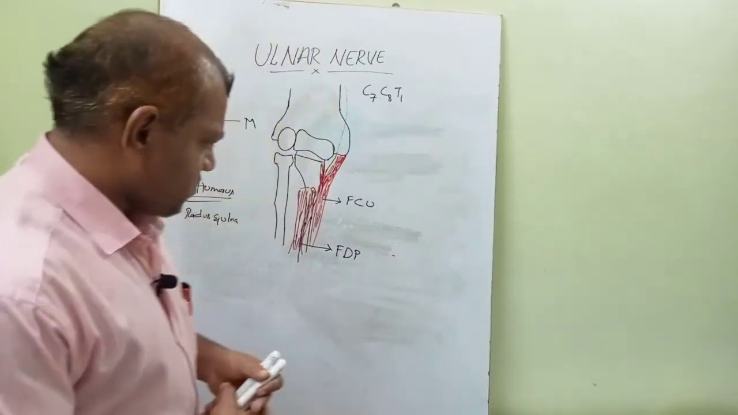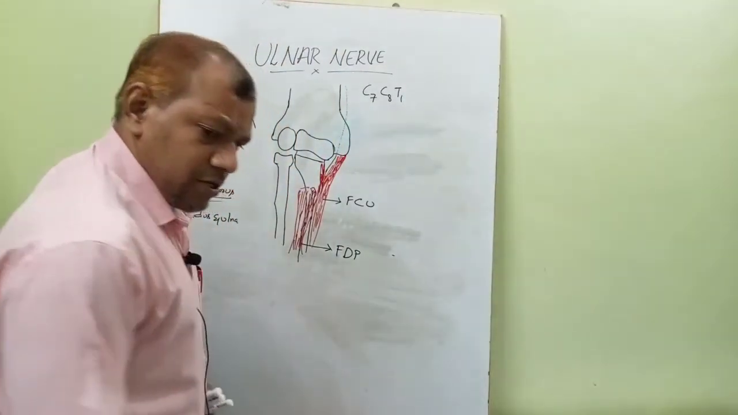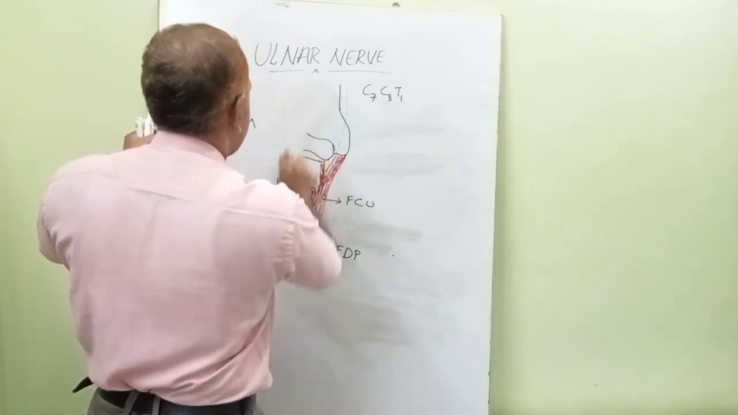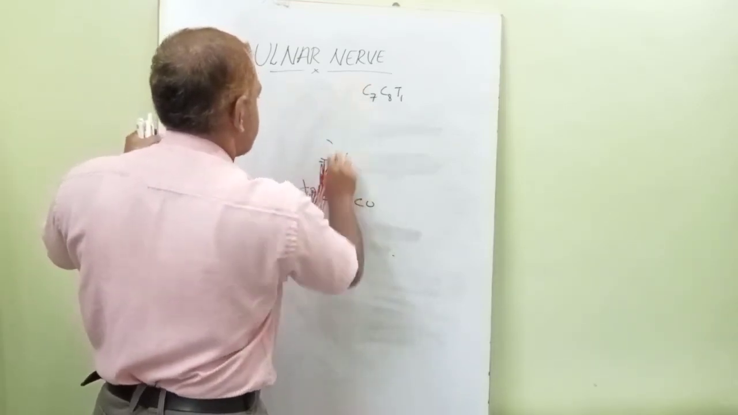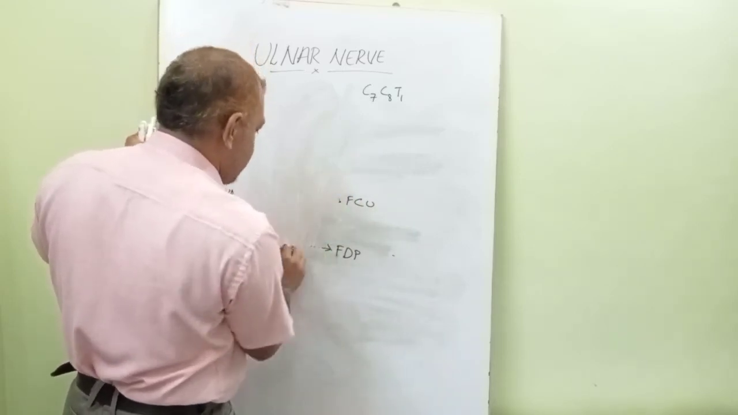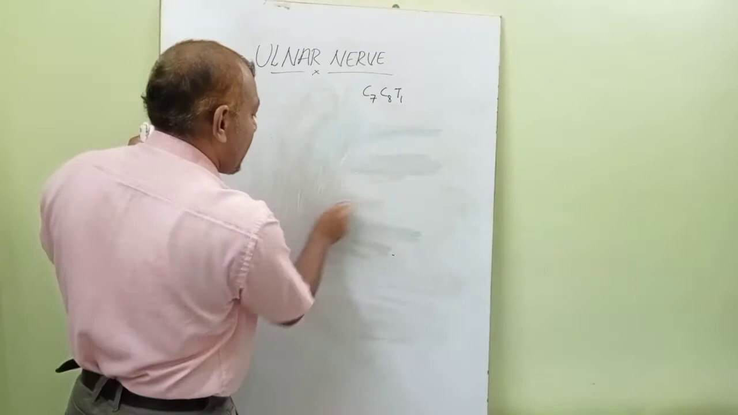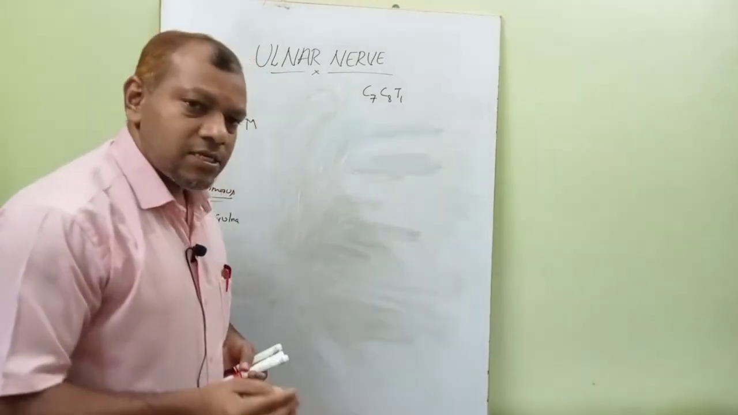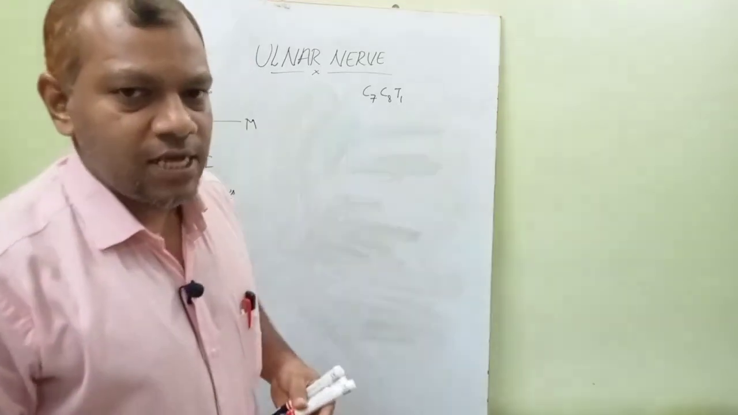And then we are going to see the branches of the ulnar nerve in the hand. Now how is it going to enter into the hand? As we have seen with the ulnar artery in the superficial palmar arterial arch, the ulnar artery is running superficial to the flexor retinaculum.